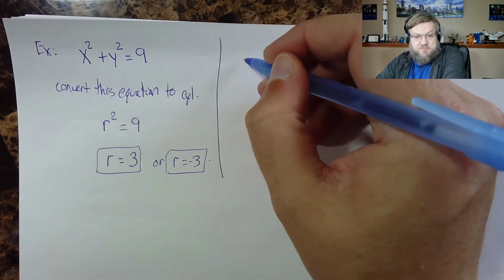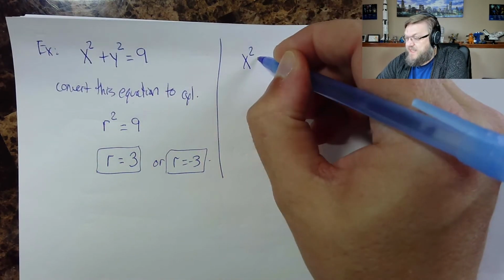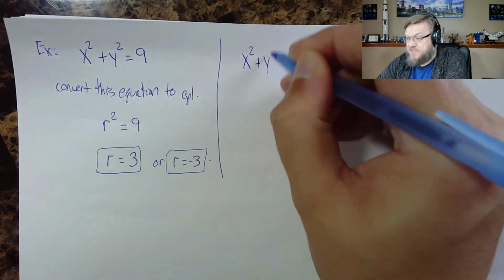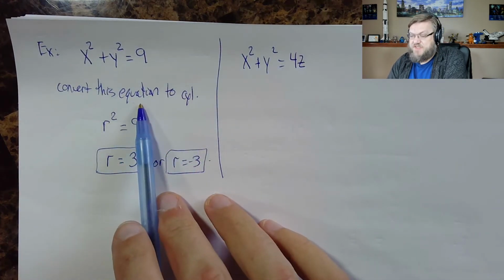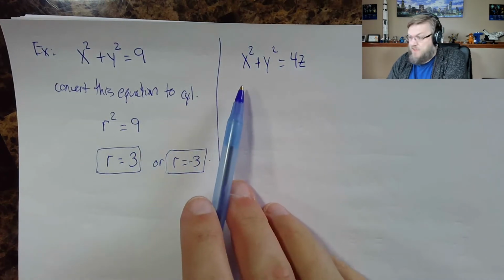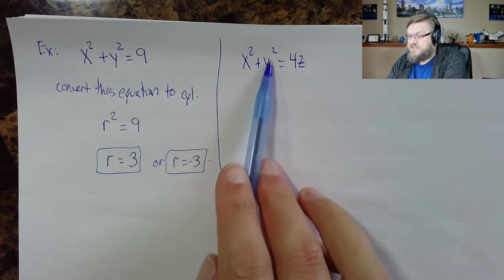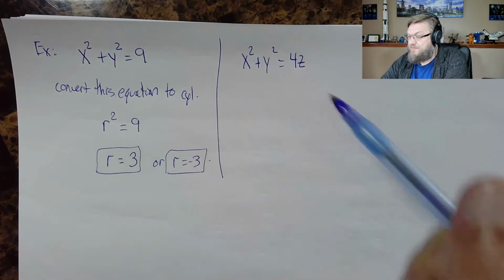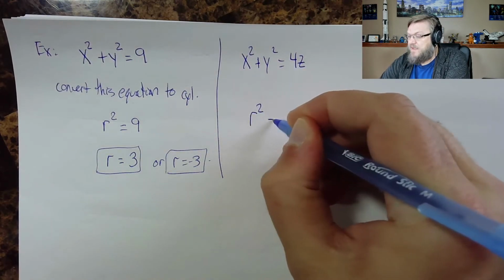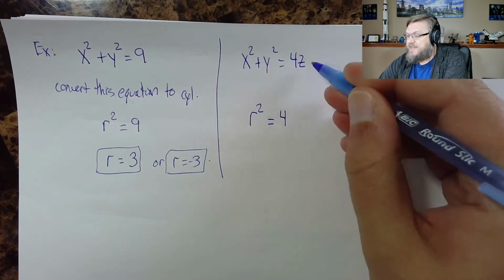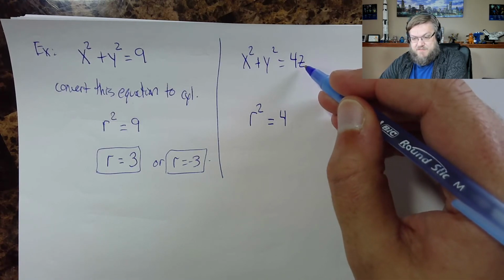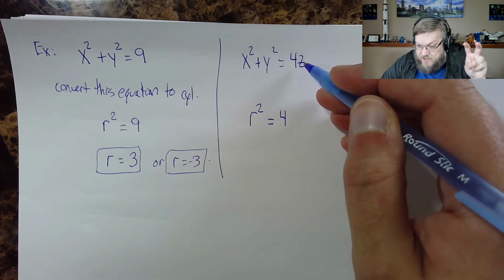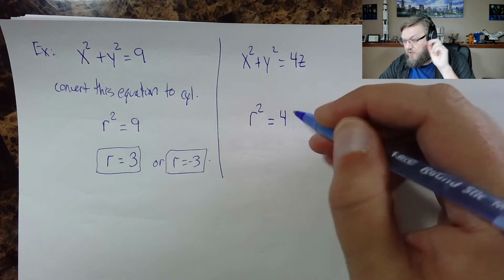Cool. Here's another one. Here's a paraboloid. It has the form, let's say, x squared plus y squared equals 4z. And if I want to convert this equation to cylindrical, well, I can again replace the x squared plus y squared with r squared, right? And that equals 4, and then I replace z. Well, wait, z is z.